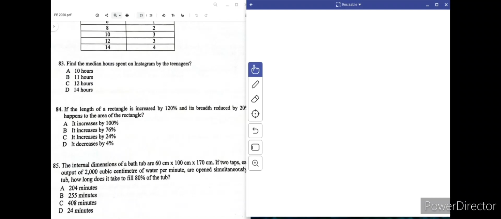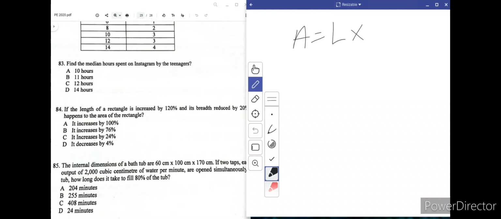First, let's see the formula for the area of a rectangle. Area is equal to length into breadth. We have this length into breadth, which equals LB. Now the new area, let's call it A dash, would be equal to the length increased by 120%.